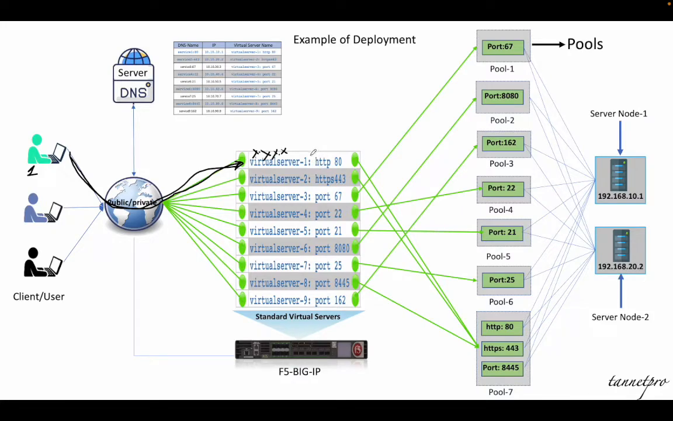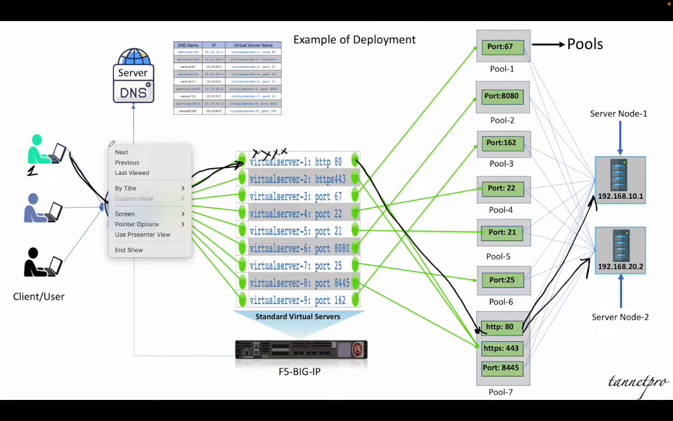Now it will run the algorithm and send to the pool. Try to understand this pool 7, and this pool 7 runs the algorithm to see which node is available. It will hit the HTTP and send either to this node or this node, based on availability.